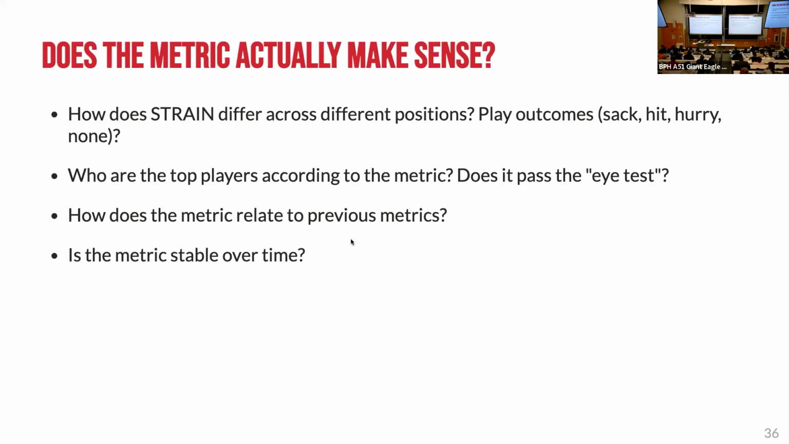Second thing we can ask is, who are the top players according to the metric? And does it pass the intraocular test, the eye test, right? This naive eye test. But we don't just want the eye test. We're statisticians, so we want to look at this in a little more detail. How does the metric relate to previous metrics, for example? Is the metric a stable quantity over time?